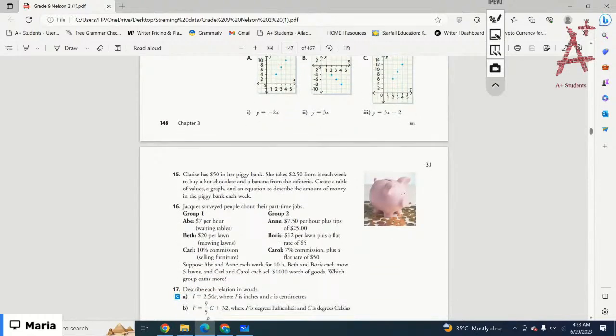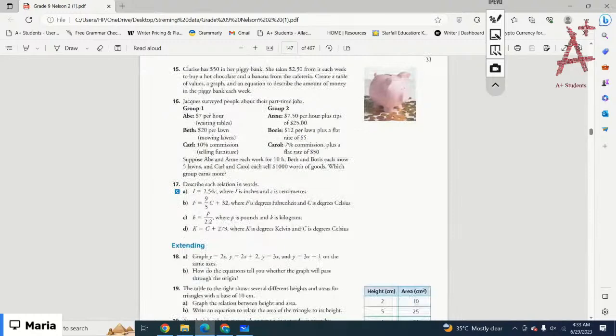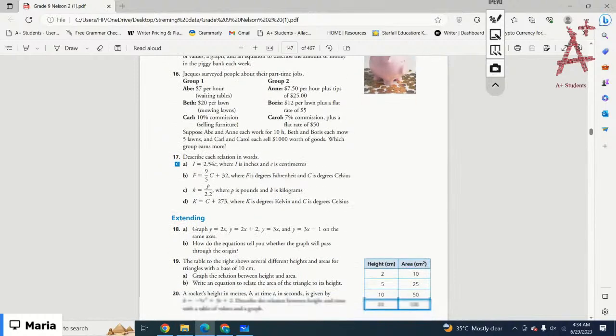Let's just start with question number 17. The question is describe the relationship in words. Okay, leave that. Let's just look at the question number 18. Graph y equals x. Okay, that is a graph. You can make a graph on your own.